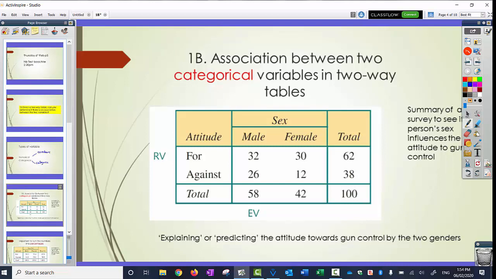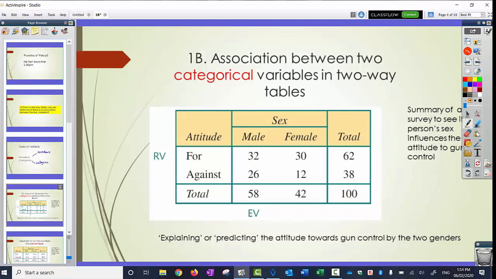Difference is not that big. Okay, difference is not that big, that's interesting. One of the issues is that there were more men asked the question than women, is that right? Yeah, 58 against 42. So before you actually try and come to any conclusion about what's in that table, you turn all these numbers into percentages.